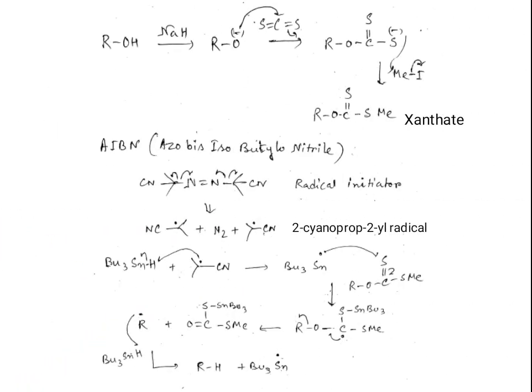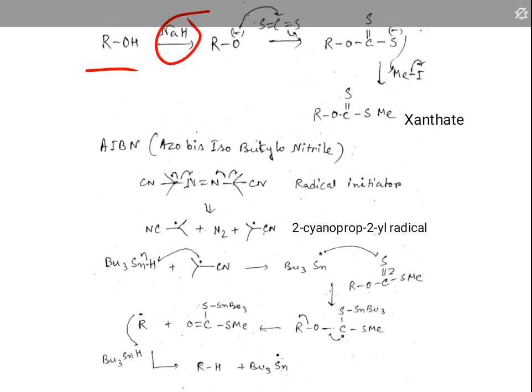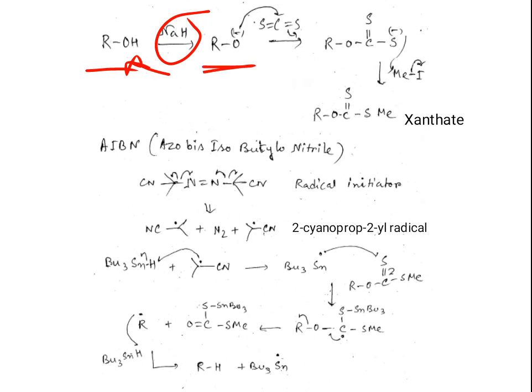I have shown this mechanism here. At first take an alcohol and treat it with a base. The base will take up this proton and then you will get an alkoxide ion. This alkoxide will attack this carbon disulfide, CS2, and will form this structure. This sulfur anion will take up a methyl group from the methyl iodide and ultimately it will form a xanthate.